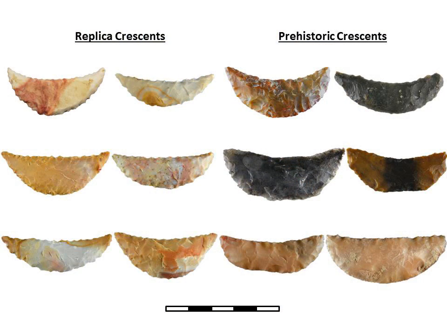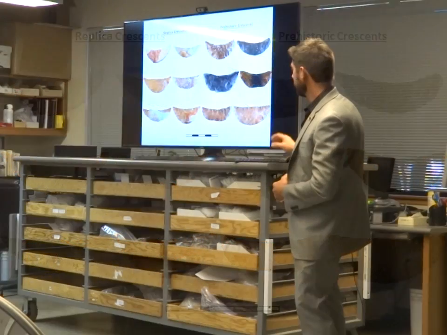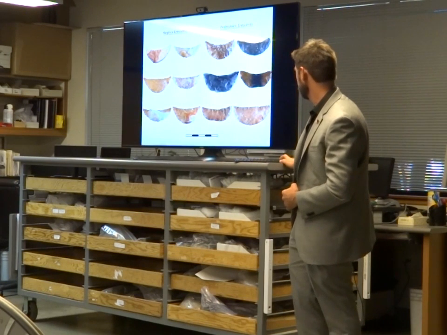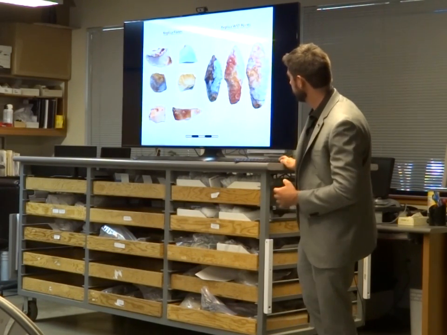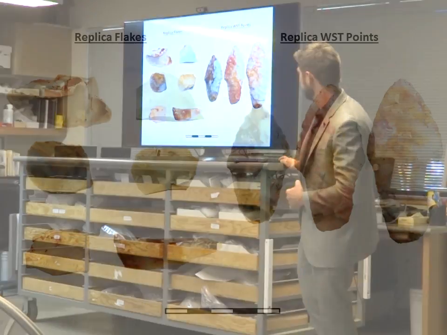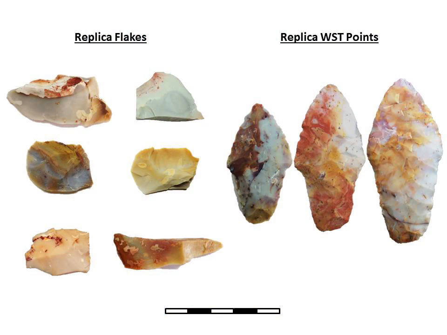On the left here is an example of some of my replicated crescents compared to prehistoric examples. So they were pretty close. I did a statistical analysis on metrics, and they generally fell in the range. They were a little thick, like a millimeter thick overall, but all within the range of prehistoric examples. Here are some of the replicated flakes I made and replica western stem points. Again, note that all were made from the same material type, from the same source.